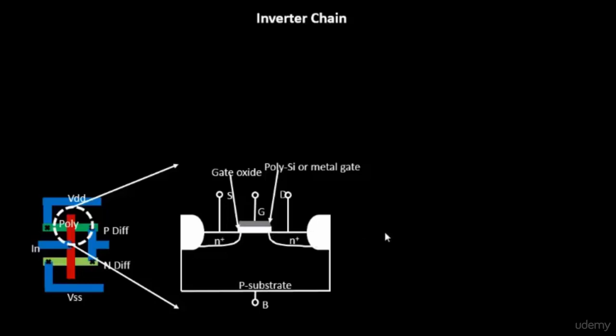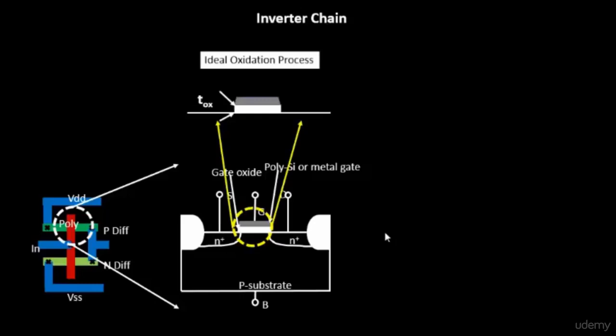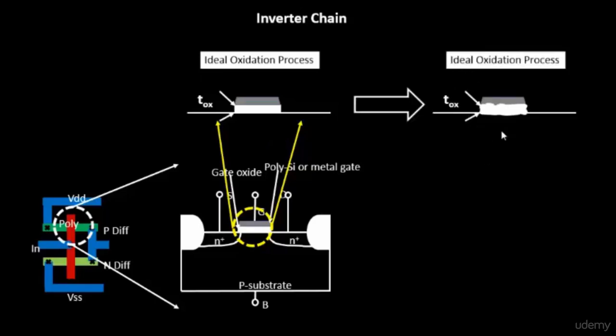In an ideal case, the gate oxide will look something like this. In an ideal oxidation process, the gate oxide thickness will be constant throughout the channel. That's what is expected from an ideal oxidation process. But for an ideal oxidation process to happen, things should be ideal. The things around in the fab should be ideal, and that's not exactly the case. So we are looking into a real oxidation process. There's a typo over here. We are actually looking into the real oxidation process.